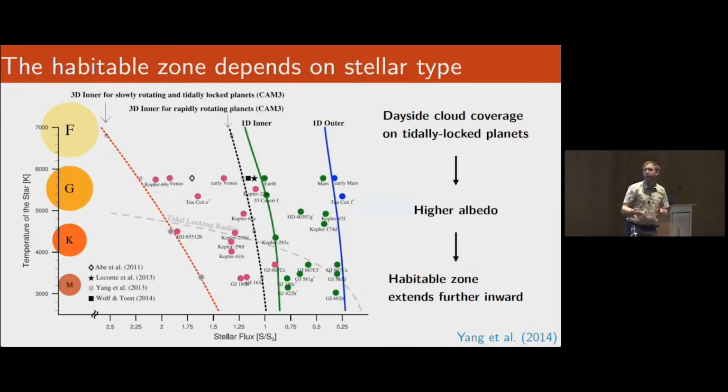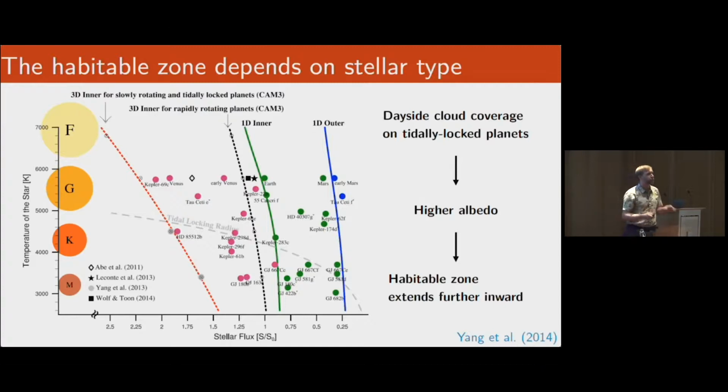This is the work of Jun Yang. These are his GCM results for slowly rotating planets in the red line and rapidly rotating planets in the black line, and the other two solid lines show previous 1D models for the inner edge of the habitable zone as a function of the temperature of the host star, so later type stars going down, and incident stellar flux, so higher stellar fluxes going to the left on this diagram. You can see down near the bottom of the domain in the M-dwarf region, the inner edge of the habitable zone for the slowly rotating and tidally locked models is about 50% or more closer to the host star in incident stellar flux than in the rapidly rotating models.